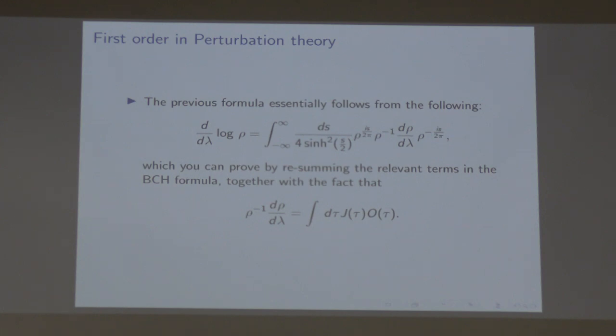And of course, this rho to the iS and rho to the minus iS is the same modular flow that we had seen in our previous expression. Finally, because the deformation of the density matrix, d rho by d lambda, is just turning on some source in the Euclidean path integral, we know what that is. We know that d rho by d lambda is just the integral of J tau rho tau. So you just take these two and put them together, and that's where this comes from.